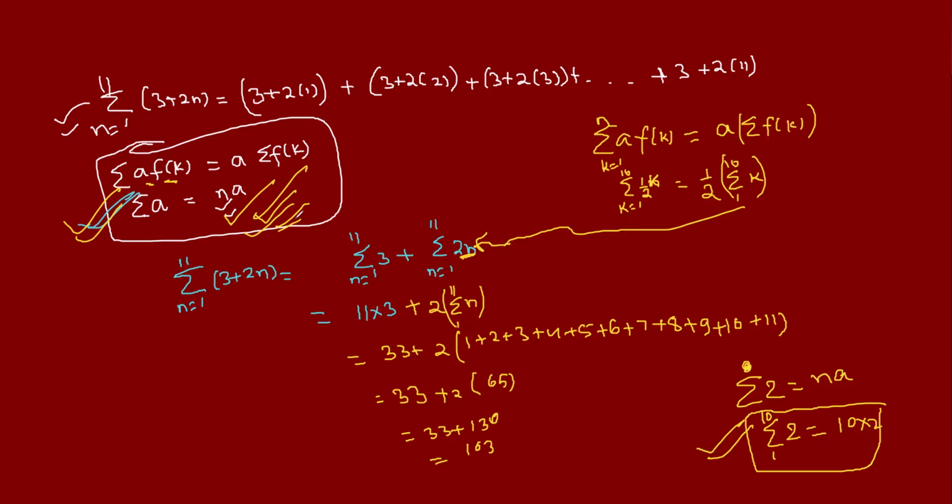I have a question. How come you have to do all the addition, but for the 11 sigma n over 1 3, you just multiply? By using the second property, you can see in the white box. If any number is there, then you will write upper limit into number. The upper limit is 11 and the number is 3, so it will be 11 into 3.